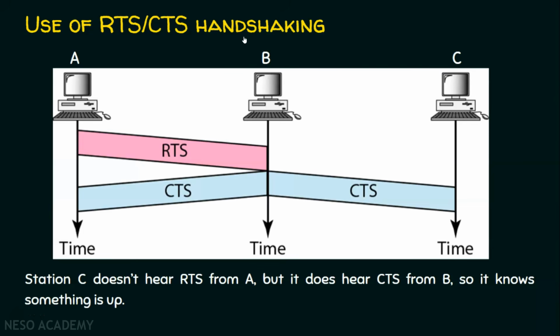And the protocol is the MACA protocol, and this problem is the hidden terminal problem. Station C does not hear the RTS from A because it is not in its coverage range, but it does hear the CTS from B. It can see the CTS from B because it is in its coverage range. So C knows something is up, and C will not transmit because if it transmits, it will obviously lead to collision. Thus, collision is handled effectively.